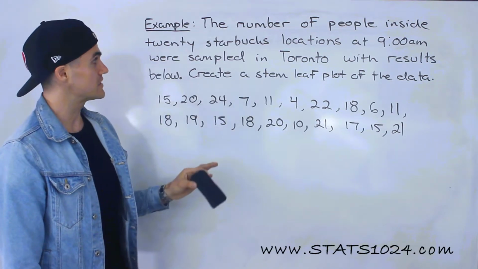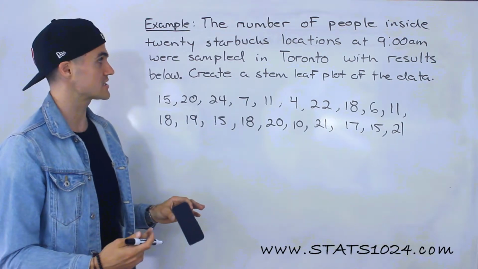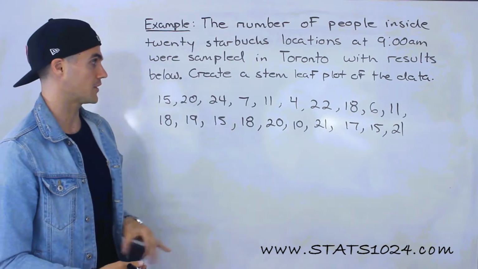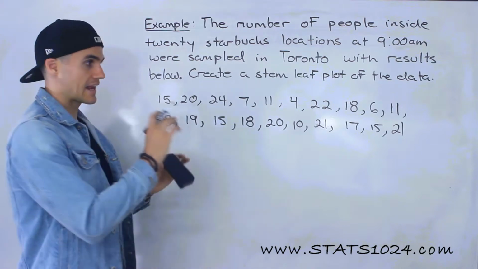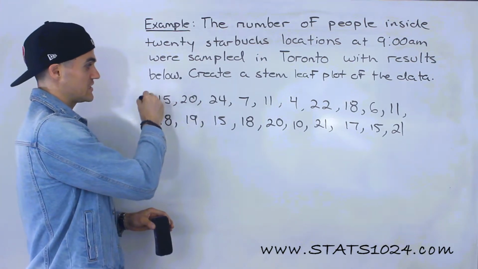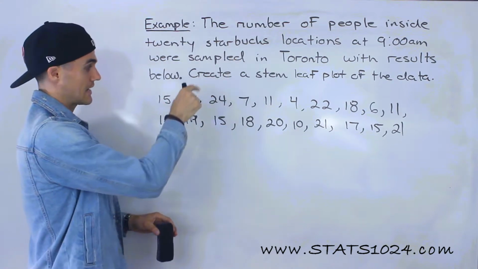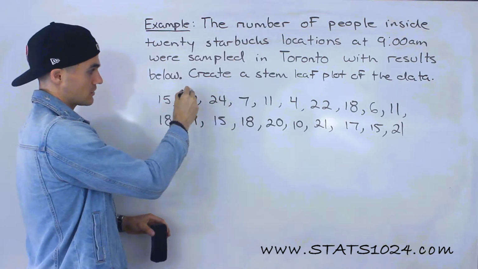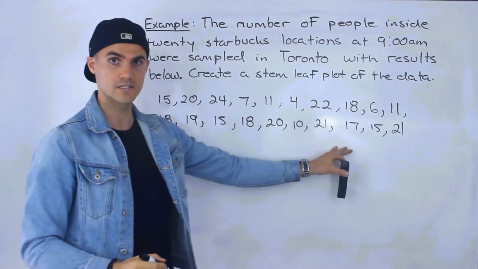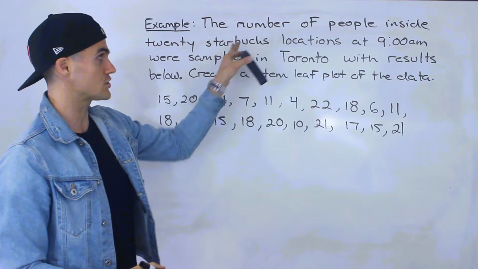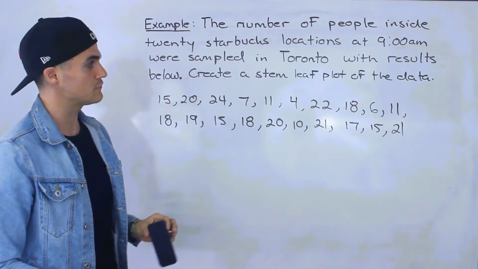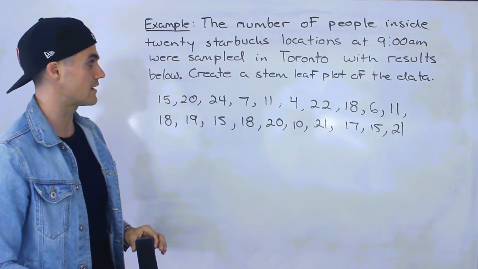Moving on with stem-and-leaf plots, we're now going to do another example. The number of people inside 20 Starbucks locations at 9 a.m. were sampled in Toronto, with the results below. In the first location, there were 15 people at 9 a.m. In the next location, there was 20. In the next one, there was 24, etc. Notice there are 20 observations here, one for each of the 20 locations sampled. And we have to create a stem-and-leaf plot of this data.